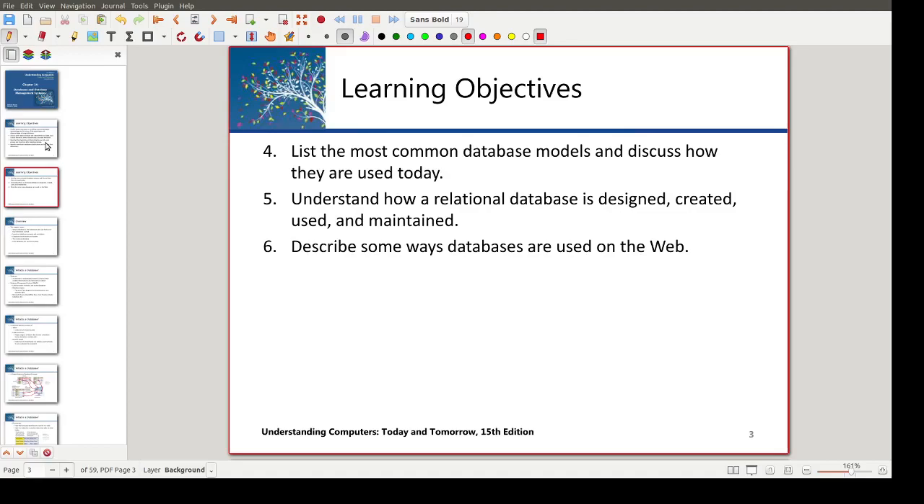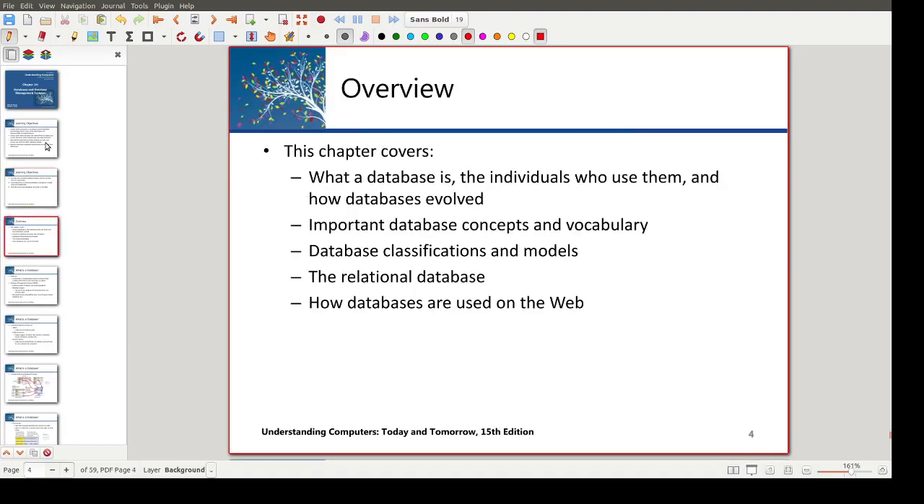Understand how a relational database is designed, created, used, and maintained, and finally describe some ways databases are used on the web. Okay, so the overview of the chapter: we are going to cover the definitions, what a database is, individuals who use them, and how the database evolved, and the next important database concepts and vocabulary. Database classifications and models, relational database, which is a very common one, and how databases are used on the web.